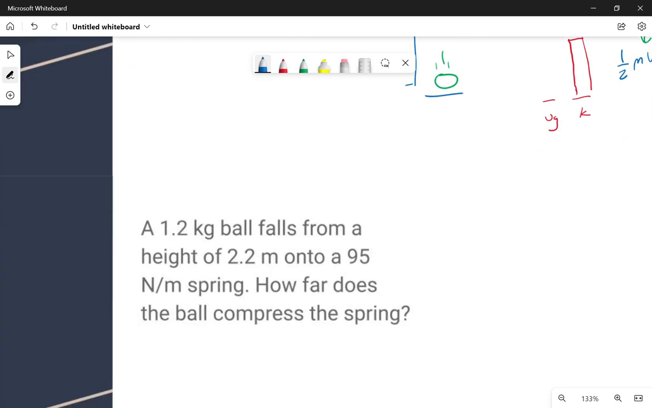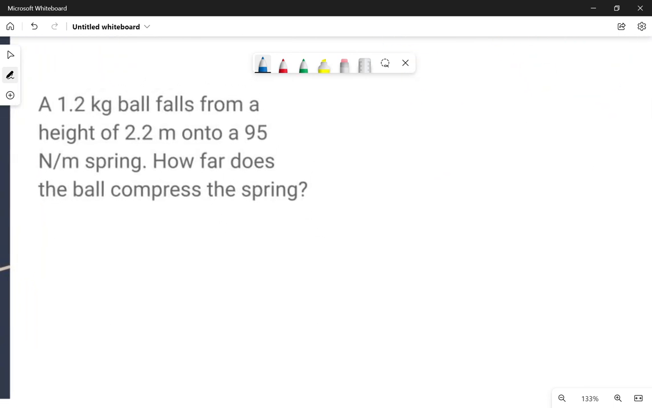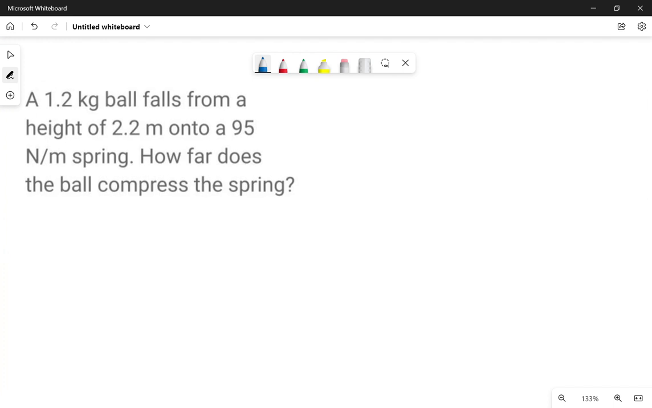So I've got one more example here. This one, I've got a ball that's falling, and it's going to fall onto a spring. So a 1.2 kilogram ball falls from a height of 2.2 meters onto a 95 newton per meter spring, and I want to know how far it's going to compress that spring.